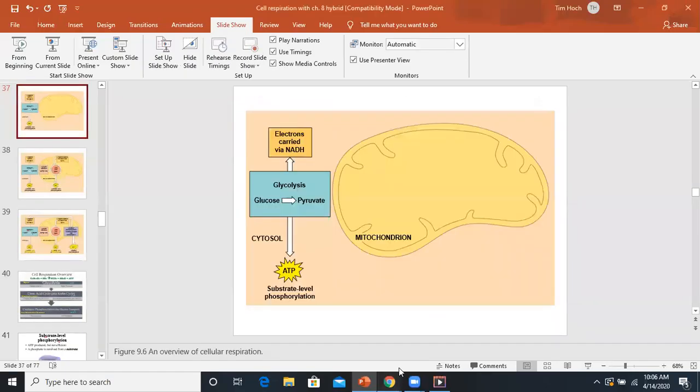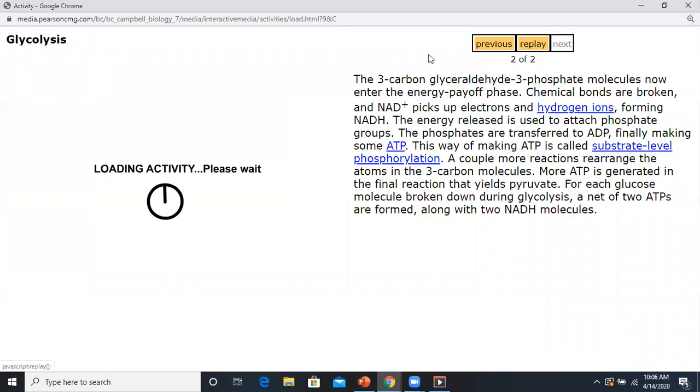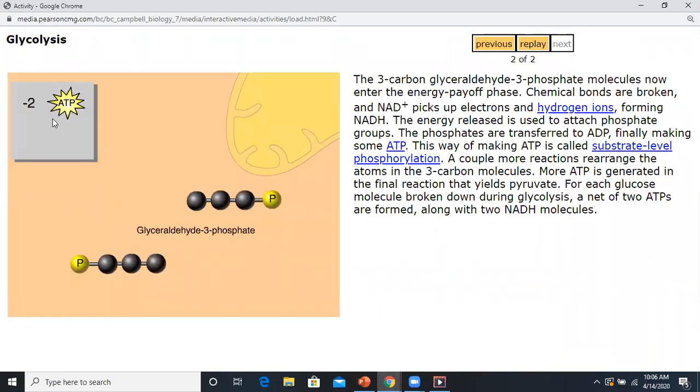So jumping back, summarizing this whole thing up, let's recap looking at this video. If I replayed this, again, you spent 2 ATPs to get this going. You're going to remove electrons off of this molecule to make some NADH, and then you're going to make a little bit of ATP. So there's NAD+ picking up electrons, making NADH, picking up electrons, making NADH, and then you're going to pull these phosphates off to make some ATP. So you can see it here nice and clearly. You make 2 ATPs, this phosphate gets shuffled around, but the key thing is that you make 2 ATPs and 2 NADHs in glycolysis.